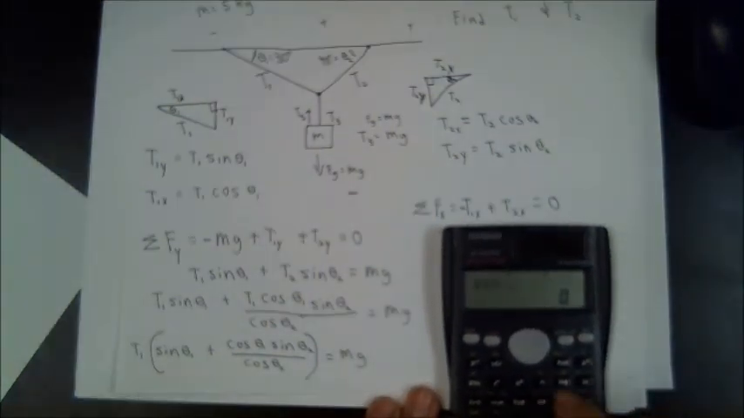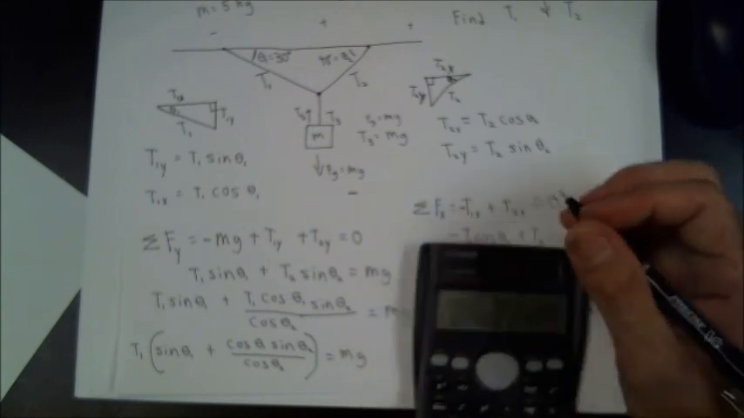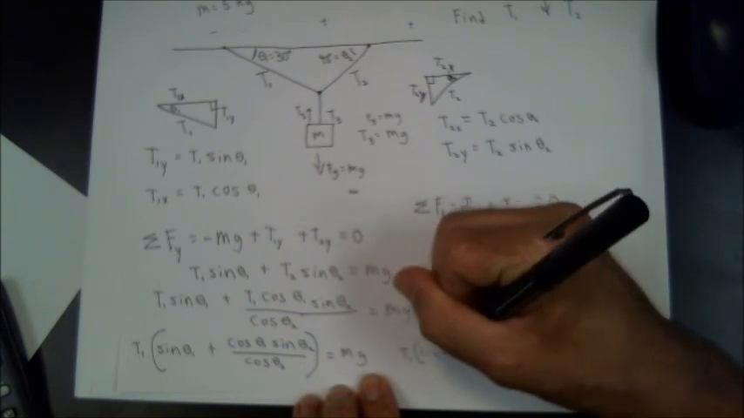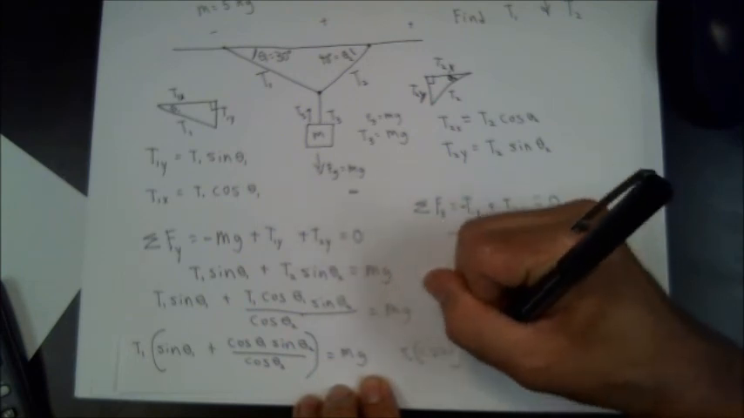I'm going to do the left hand side first. Sine of 30, oops, I need that in parentheses. Sine 30, parentheses, plus, parentheses, oh my goodness, I hope my calculator can handle this. Cosine 30 times sine 40, parentheses, divided by cosine 40 gives me 1.22. I'm going to put T1 times 1.227 equals mg.